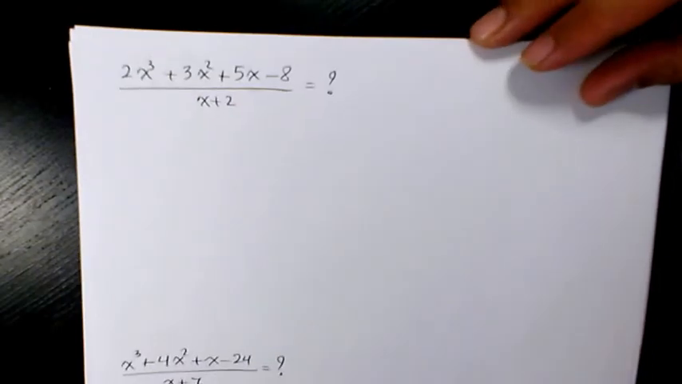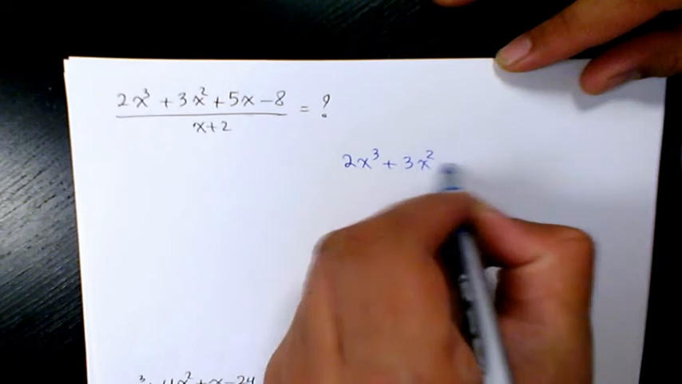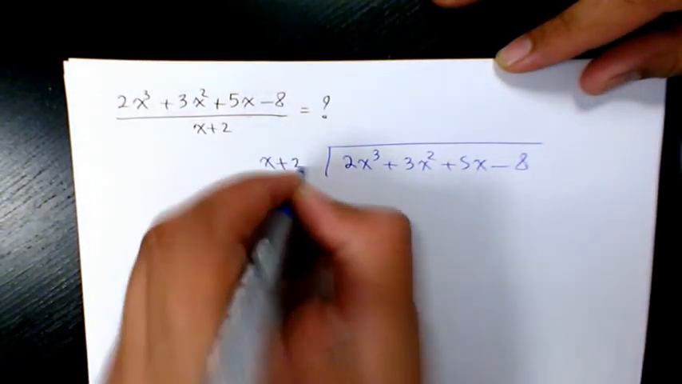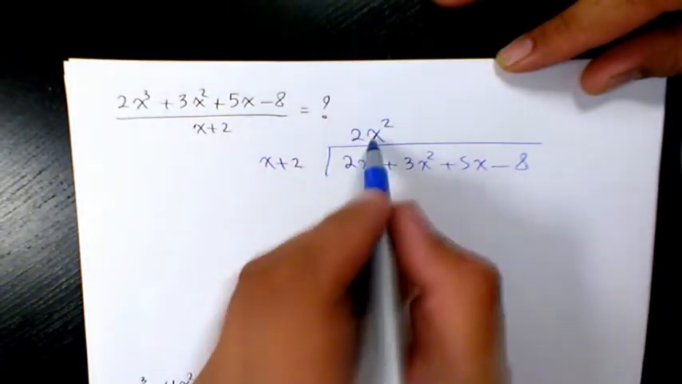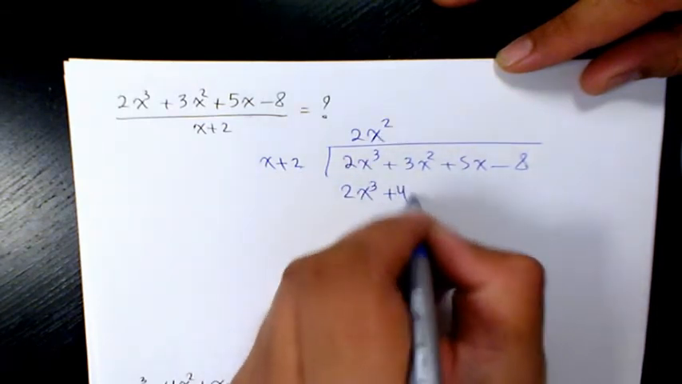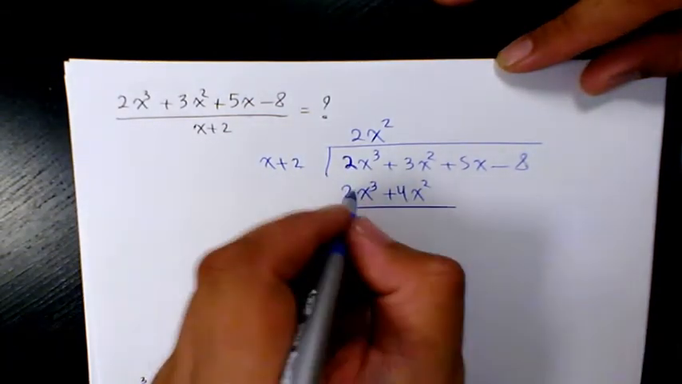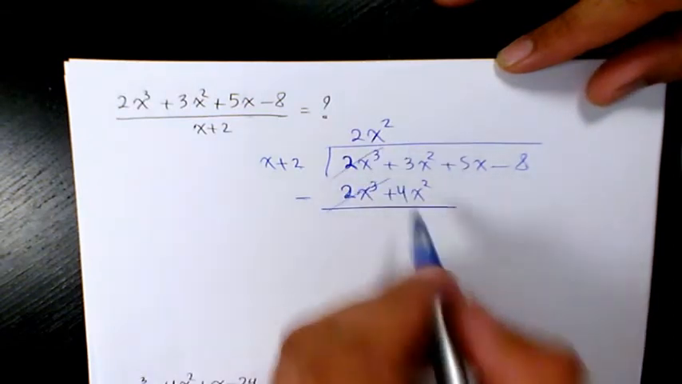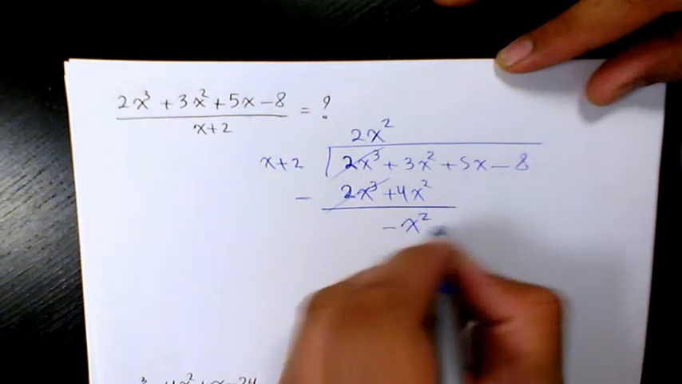Next example. 2x cubed plus 3x squared plus 5x minus 8 divided by x plus 2. 2x cubed divided by x is going to be 2x squared. 2x squared times x is going to be 2x cubed. 2x squared times 2 is going to be 4x squared. So when you subtract it, these two cancel out. 3x squared minus 4x squared is going to be negative x squared, plus 5x.